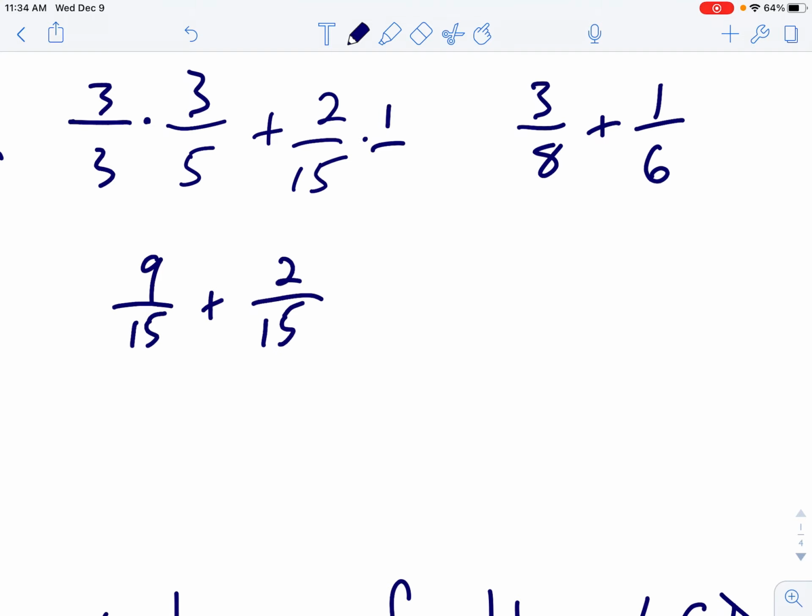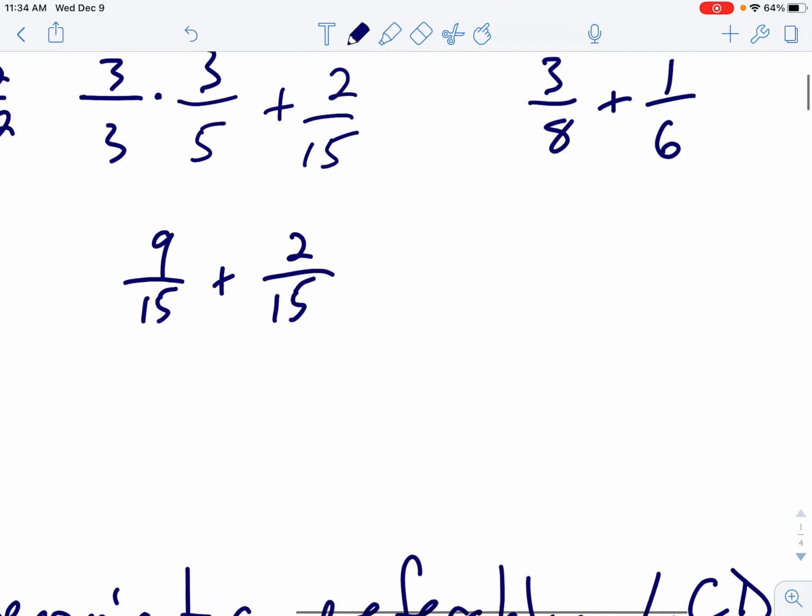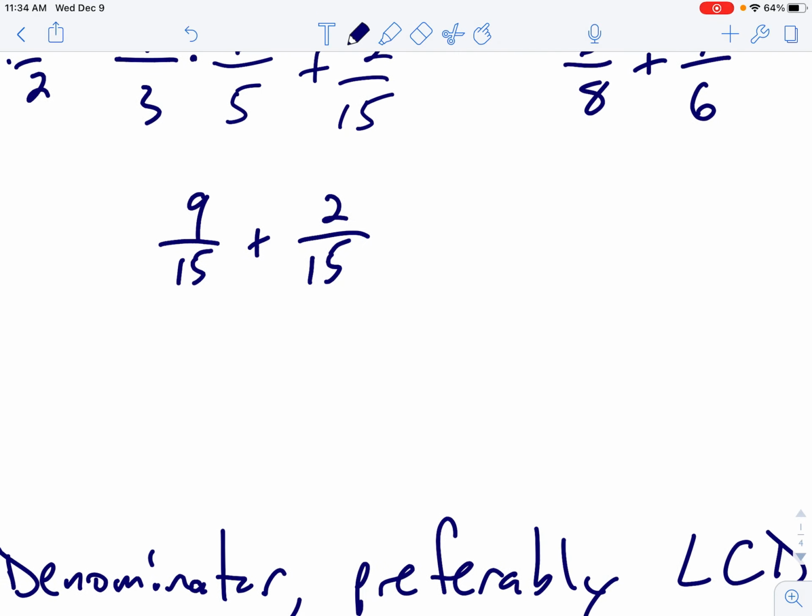I guess you could say, oh, I'm going to multiply it by 1 over 1. That's dumb. I mean, you can. Sorry. Don't mean to call you dumb if you do that. But anyway, we got 9/15 plus 2/15, which is 11/15.